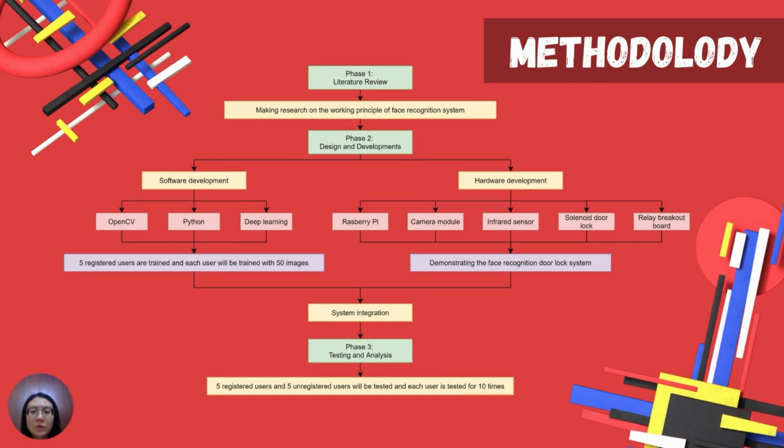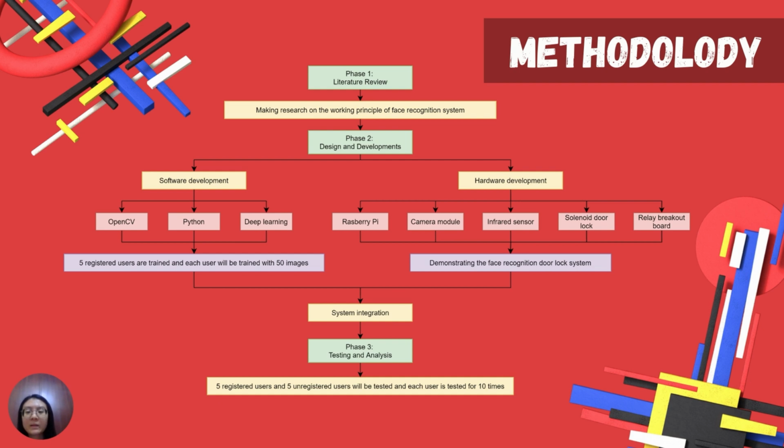For the methodology, there will be 3 phases to complete the project. For phase 1, the project starts with a literature study and research on the working principle of the face recognition system. Then we'll go to phase 2, which is design and development. That will be divided into 2 parts, software development and hardware development.